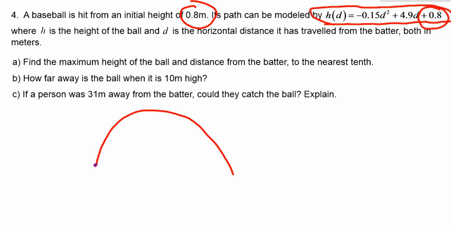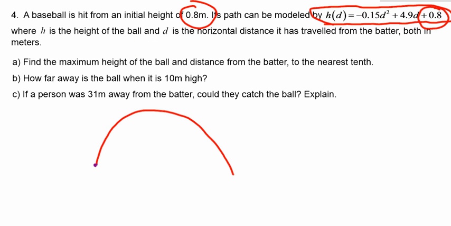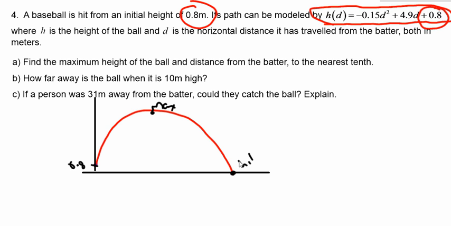So if we think about this as a quick idea about what's going on in this question, oh, it's not a very good line. Let me use one of my fancy technology tools here. So if we think about this as a potential graph, then what we have is a projectile and it starts 0.8 of a meter above the ground and then it goes up to some sort of maximum, which would be the vertex, and then at some point it hits the ground.